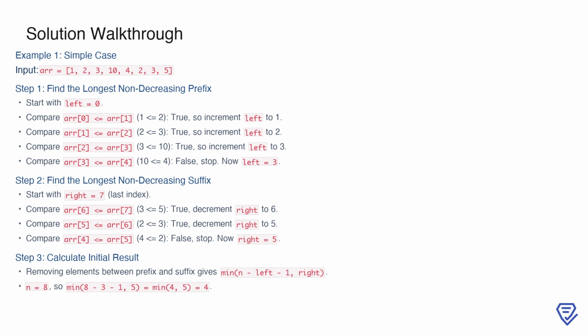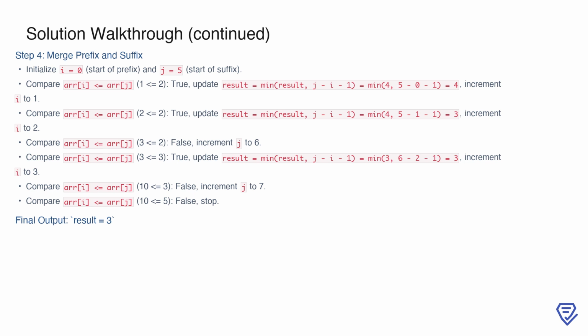Next, we identify the longest non-decreasing suffix starting from the end. With right equals 7, we compare 3 <= 5 and decrement right to 6. Then, 2 <= 3, so we decrement right to 5. However, 4 <= 2 is false, so we stop with right equals 5. The suffix 2, 3, 5 is the longest non-decreasing sequence from the end. Removing the middle portion between left and right, we calculate the initial result as min(n - left - 1, right). Here, n equals 8, so the result is min(8 - 3 - 1, 5) = min(4, 5) = 4.